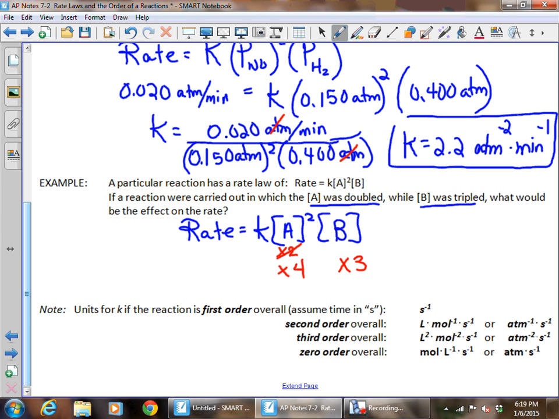So overall, what are we doing to the rate? We're increasing it by a factor of 12. So that's how you would report that, or that's the answer choice you would choose. The rate is increased by a factor of 12.